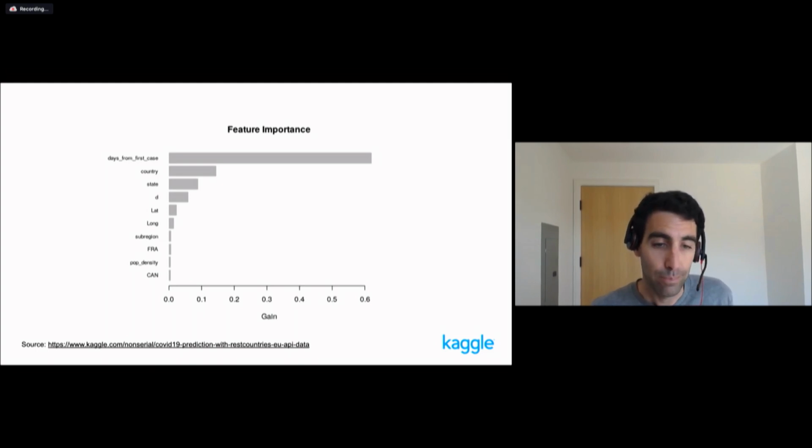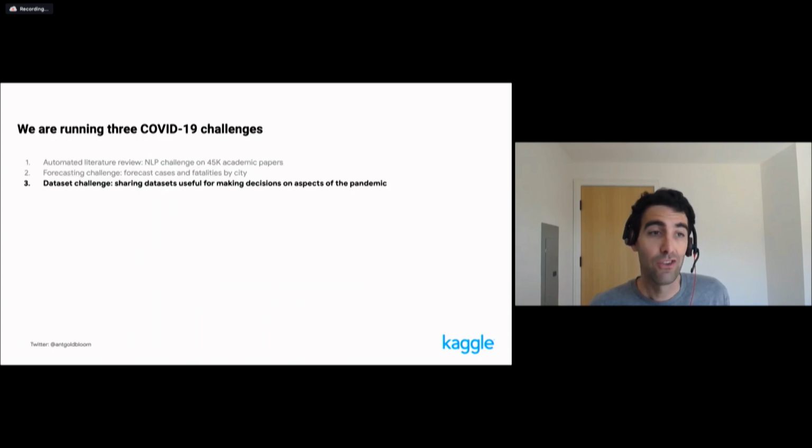So this is one to watch. The last challenge that we're hosting is a dataset curation challenge. Our community, as well as being very good at building natural language models and forecasting models, are also very good at playing with datasets and curating datasets. Very often it's not so simple to join two datasets together. You've got geolocation challenges, or you don't have good join keys between different datasets. You have to do fuzzy matching. And so we've challenged our community to put together datasets that are useful for making decisions about the pandemic.